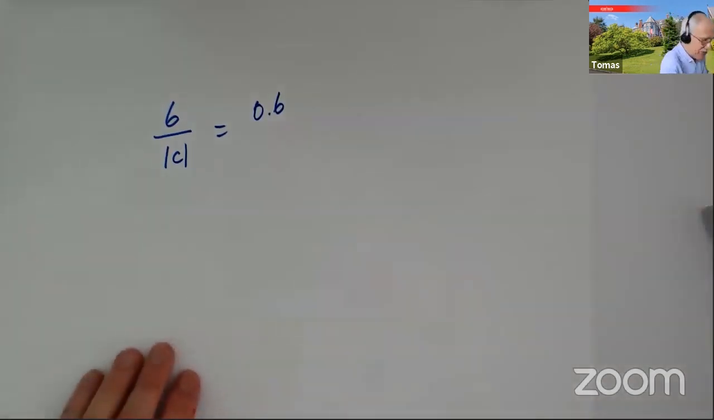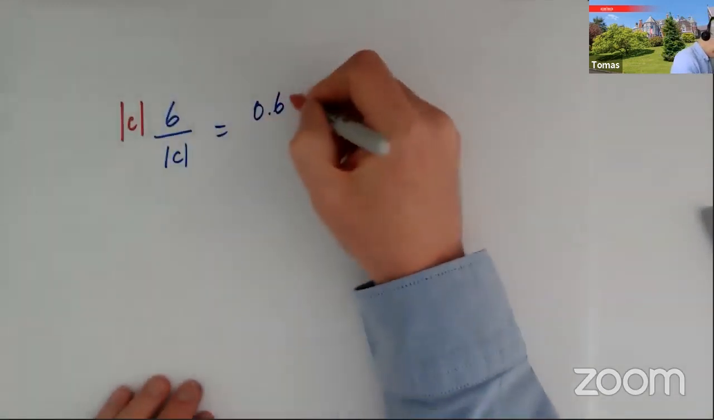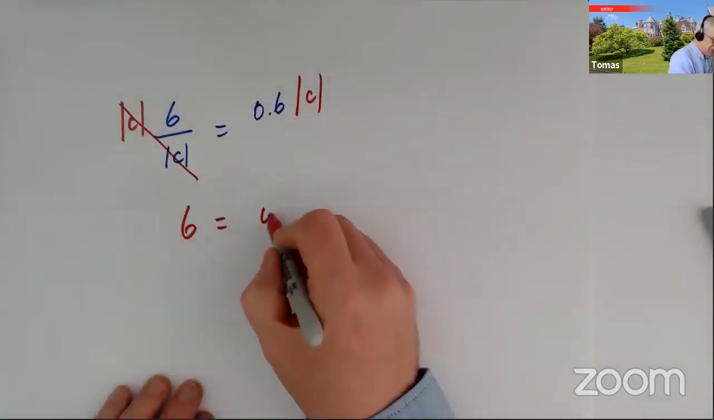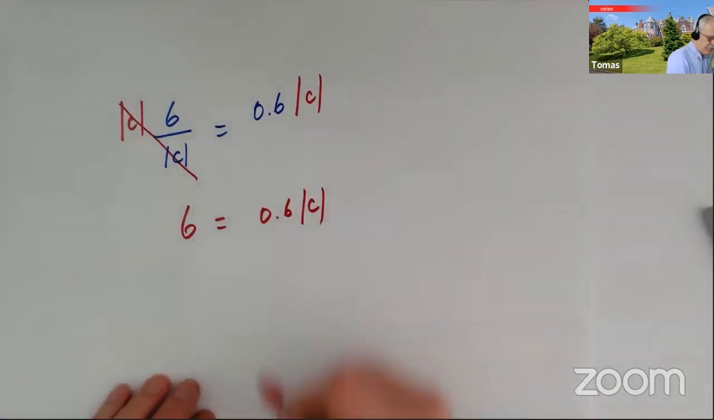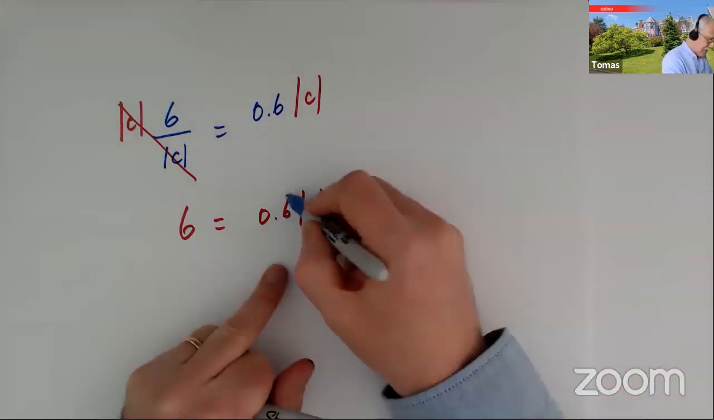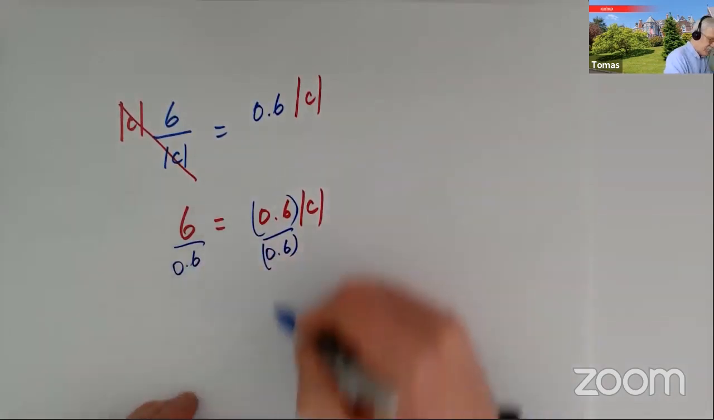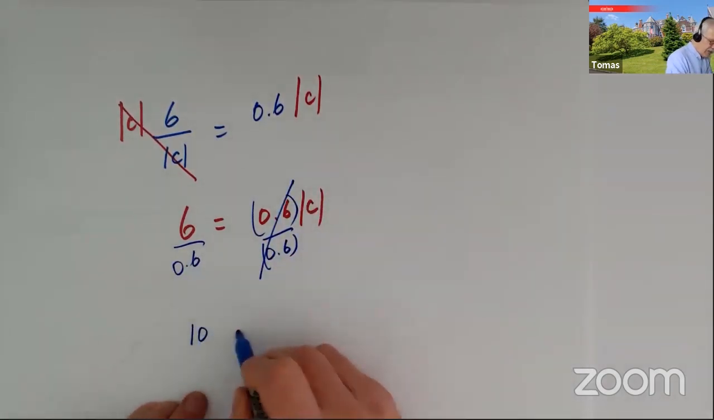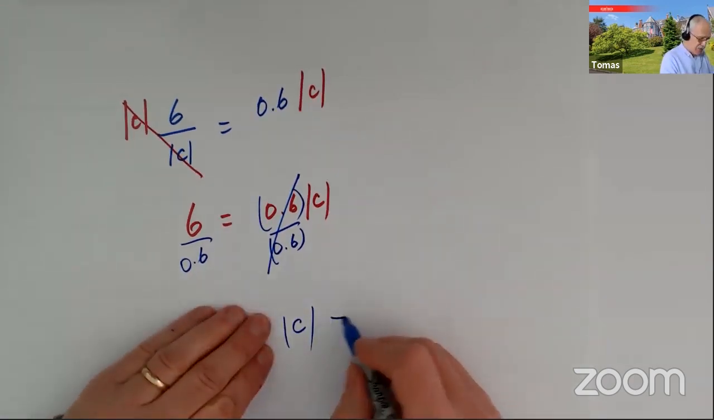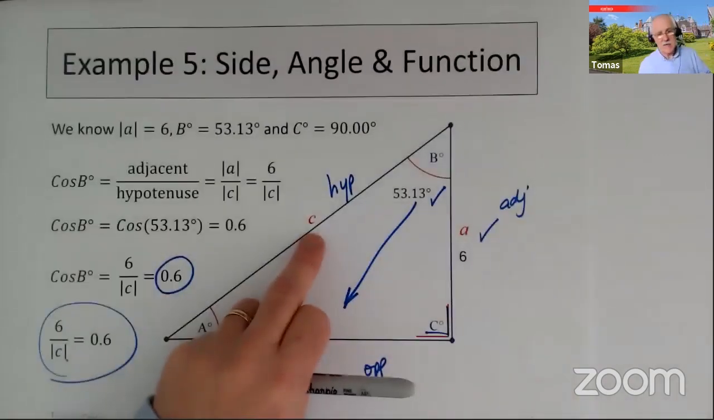Well, the way I'd solve that is I really don't like C on the bottom. So I'd put C on the top and C on the top, and they'd cancel. So 6 is equal to 0.6 times C. I really don't like multiplying by 0.6, so I'm going to divide by 0.6 and divide by 0.6. Then I'll get 10 equals C. I much prefer C on the left-hand side, so I'll say C is equal to 10. So I found the length of that side.